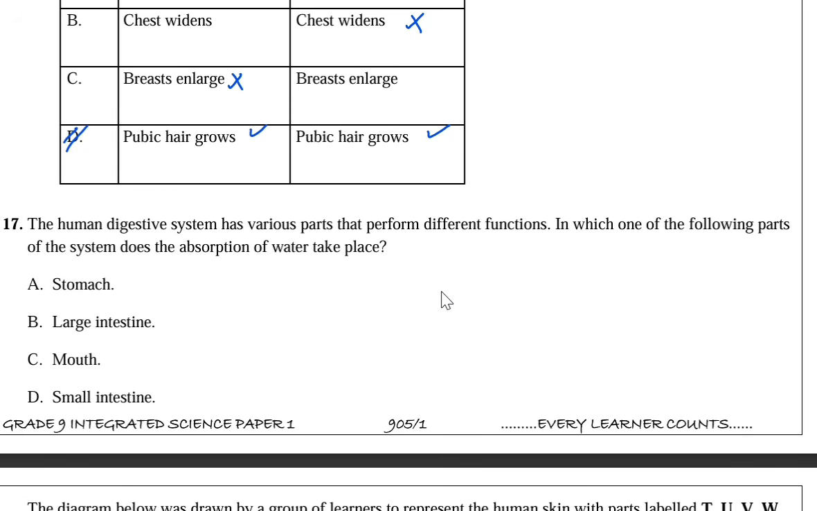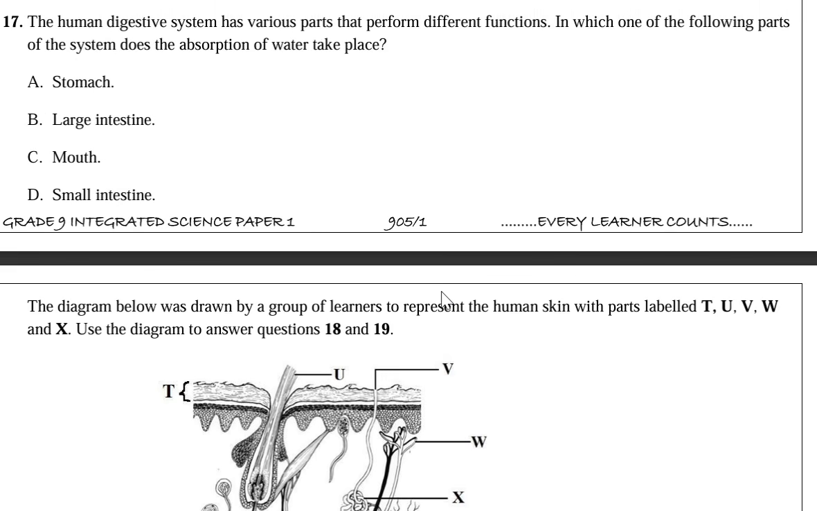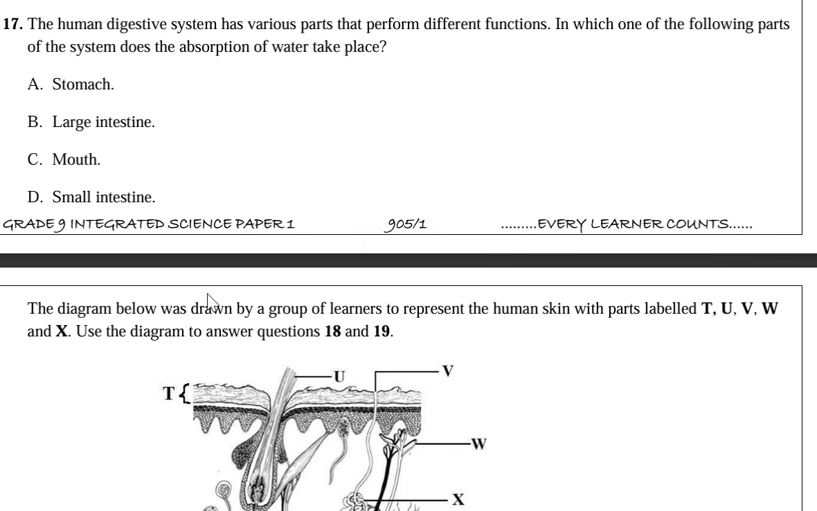Let's continue to question number 17. Sorry for that. Here we have question number 17. So 17 reads, the human digestive system has various parts that perform different functions. In which of the following parts of the system does the absorption of water take place? A. Stomach. B. Large intestine. C. Mouth. D. Small intestine. Which one do you think is the correct option?